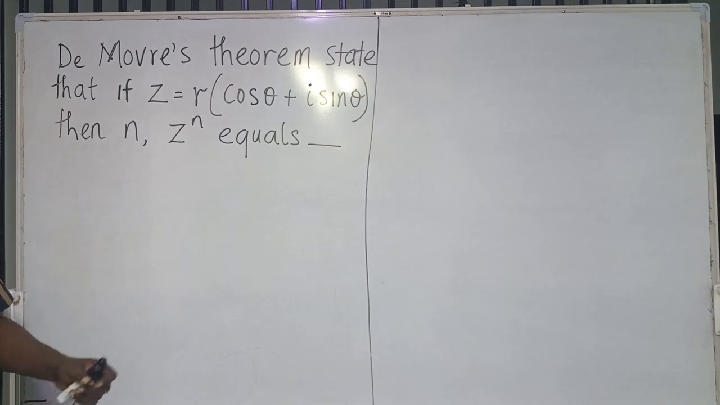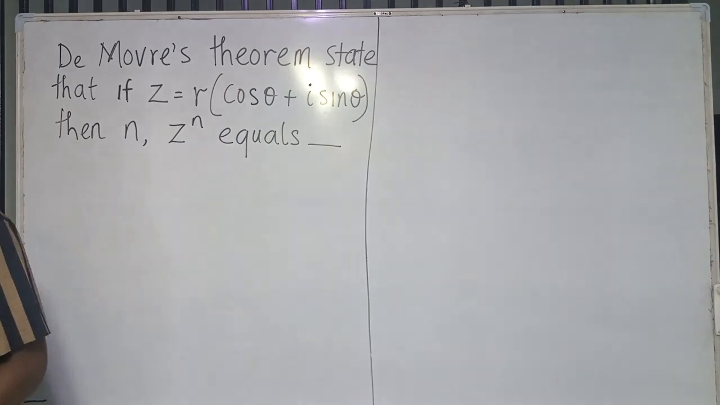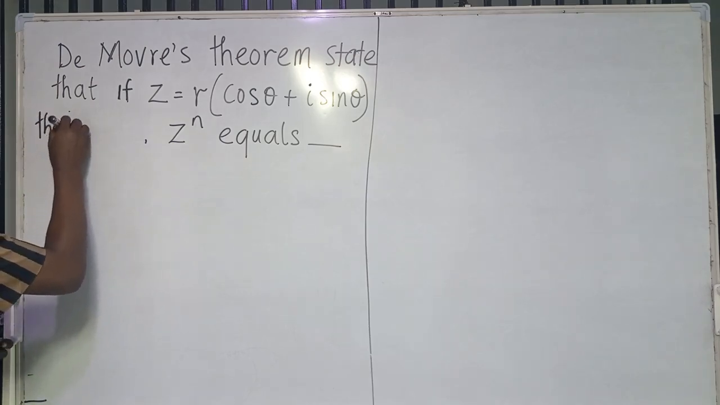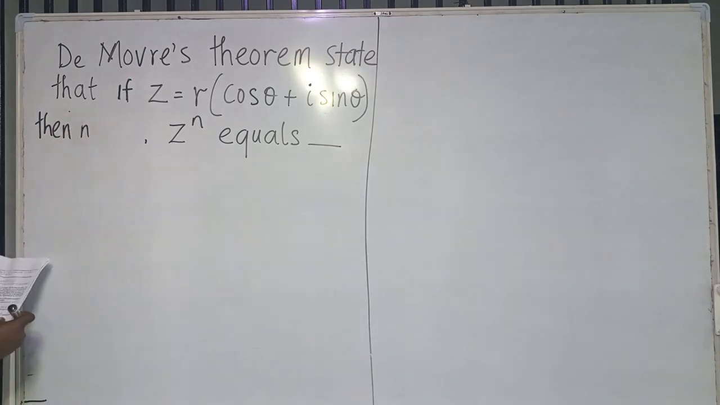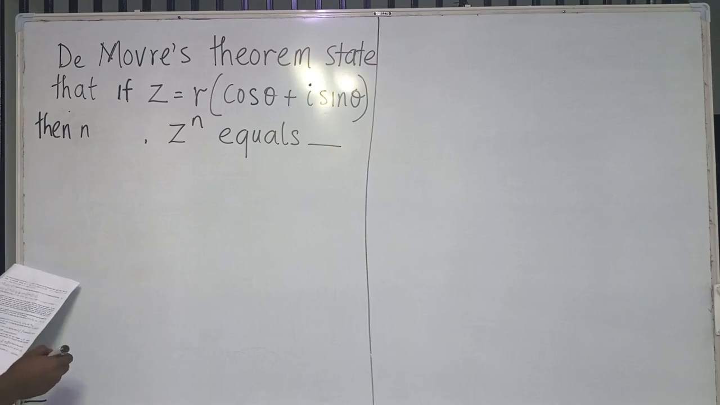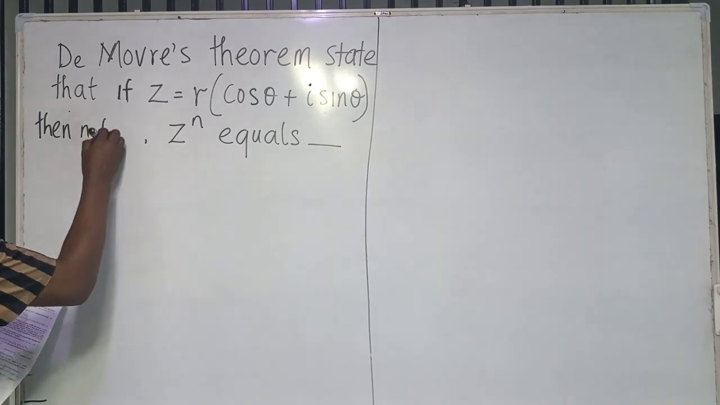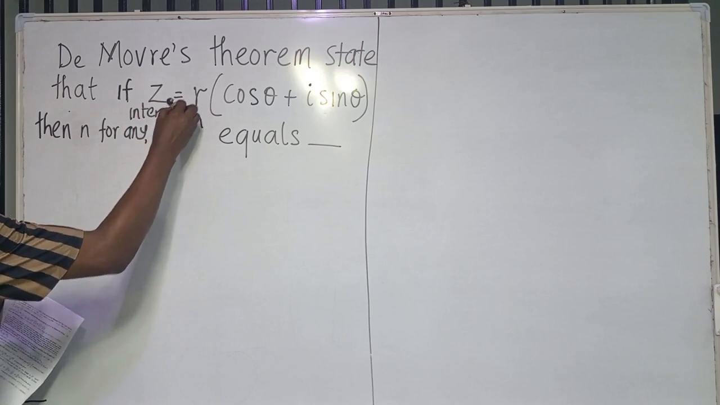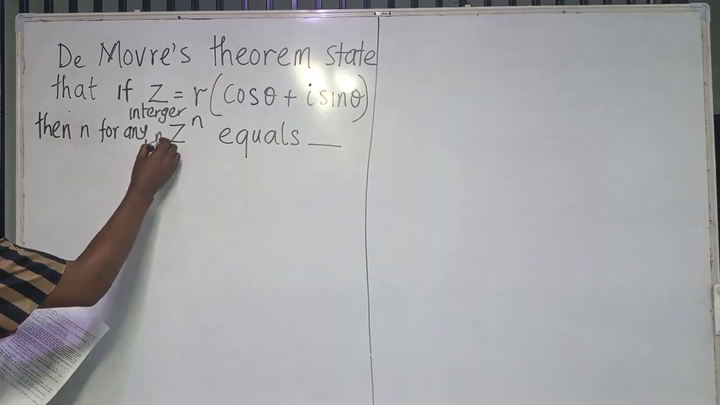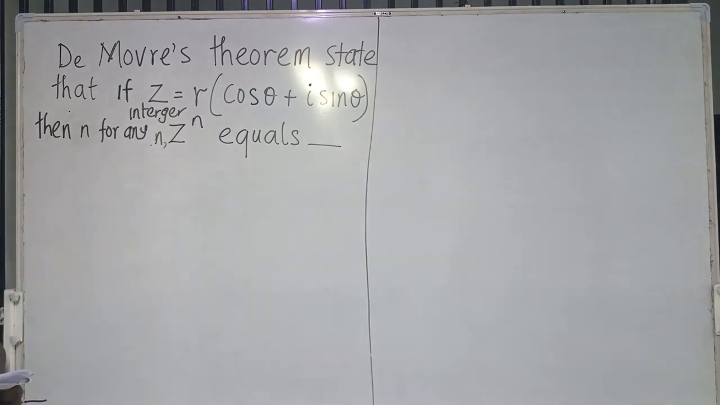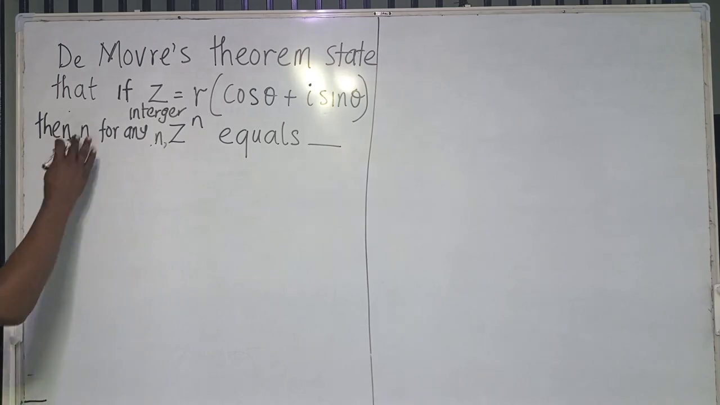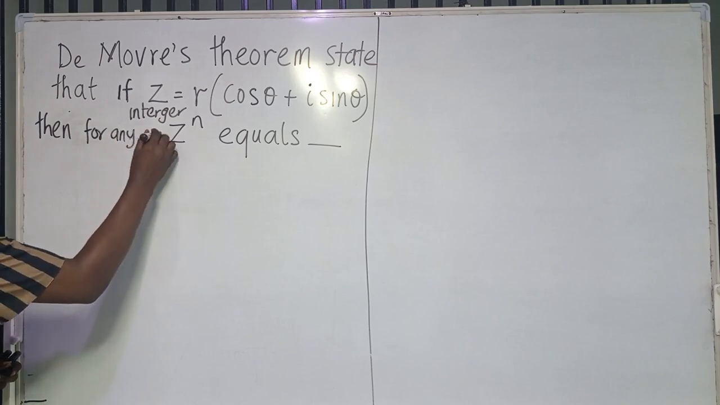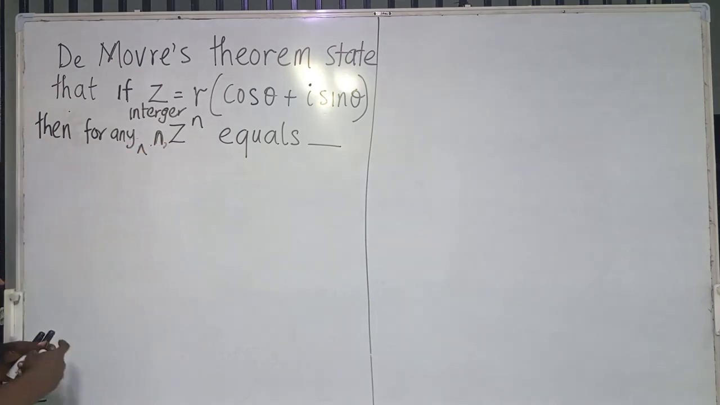De Moivre's theorem states that if z is as given, then for any integer n, z raised to power n equals dash. Correct it, please: then for any integer n, z to the power n equals dash.